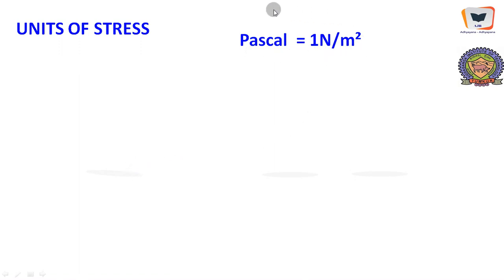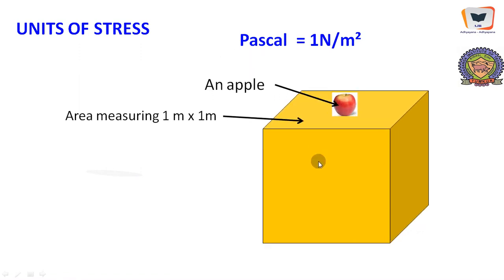And in order to have a feeling for this unit, you have to assume an area measuring 1 meter by 1 meter, and it is as good as placing an apple over here, and expecting some kind of a resistance. It becomes too meek a quantity, too small a quantity. And in reality, the components will be subjected to a huge amount of stress. So a Pascal means only this: keeping an apple, or a load equal to an apple's weight, over an area measuring 1 meter by 1 meter.